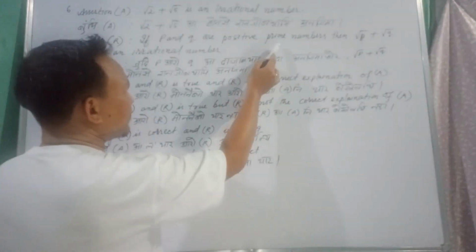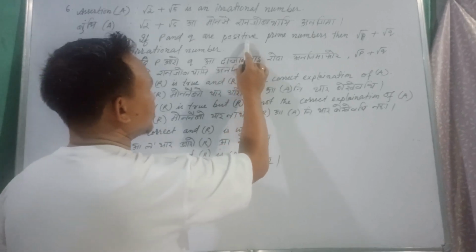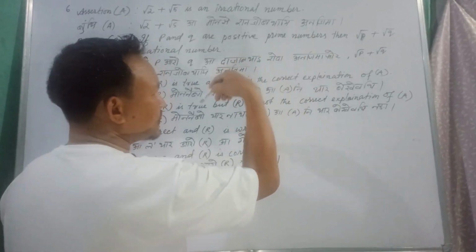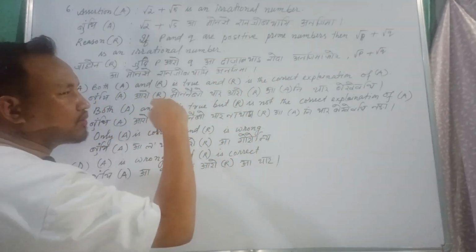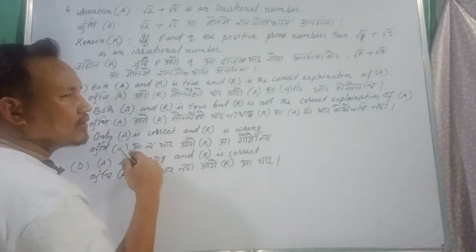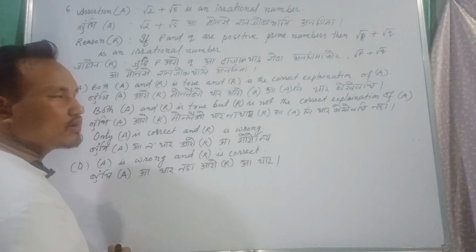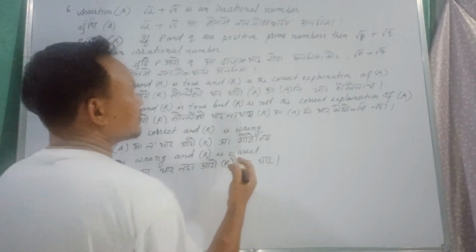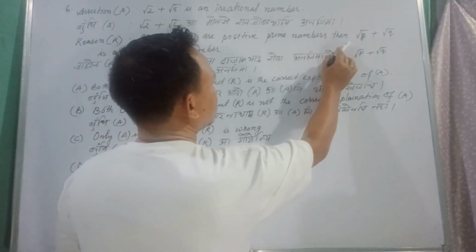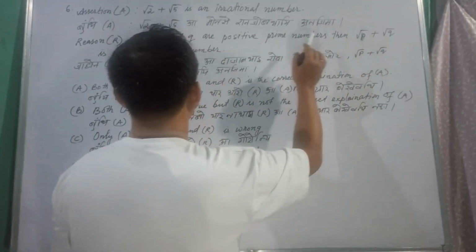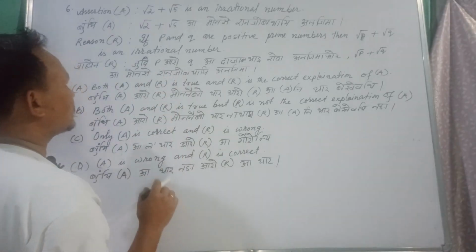If you give a negative prime number, then if you have a square root and inside there is a minus, it is an imaginary number that will come in complex numbers. Okay, you will not get it in this syllabus, but it's okay. Then root p plus root q is an irrational number.